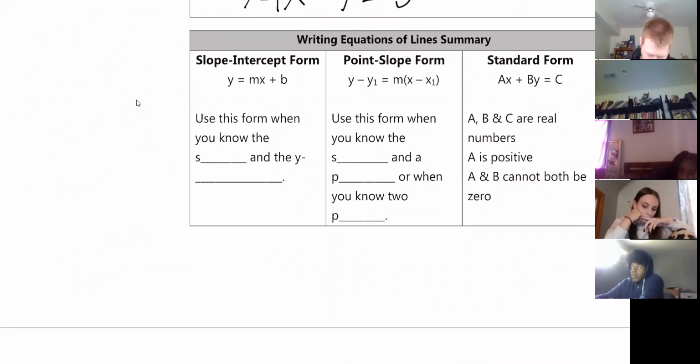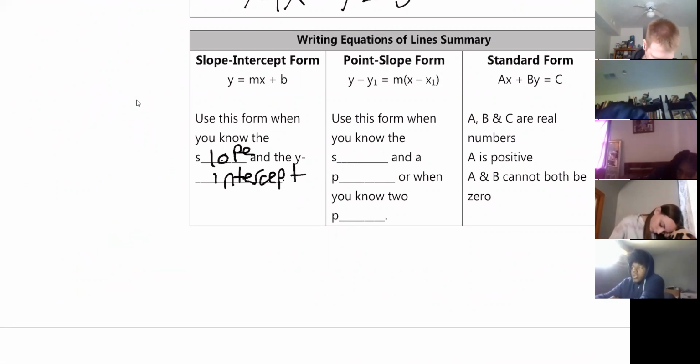So these are our three forms of a line we're going to see this year, or you should be familiar with. The first one is what we saw yesterday, slope-intercept form. You use this form when you know the slope and you know your y-intercept. Hence why we call it slope-intercept form. Point slope, same idea. This form's good to use when you know the slope and a point, or when you know 2 points.